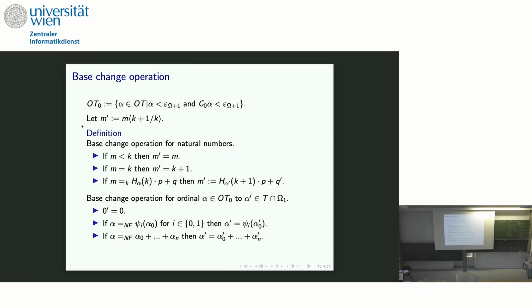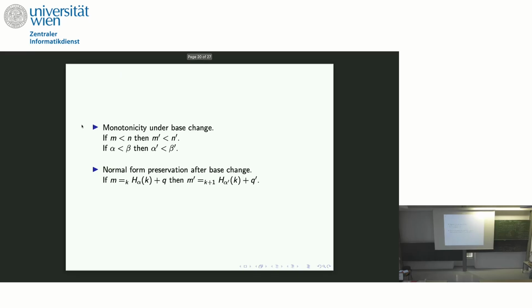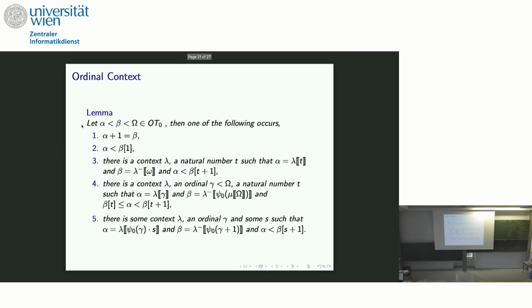When we do this base change operation, the ordinals are not guaranteed to be well-founded. So what happens is that when I have to go and check for monotonicity and normal form preservation under base change, I need some properties about these ordinals that I'm using. And I define the Goodstein process as before. So this is exactly as in the base case.